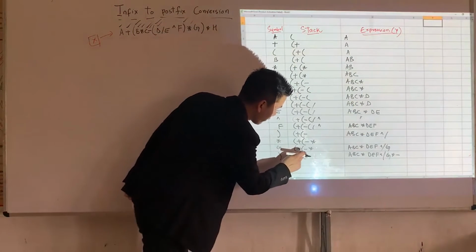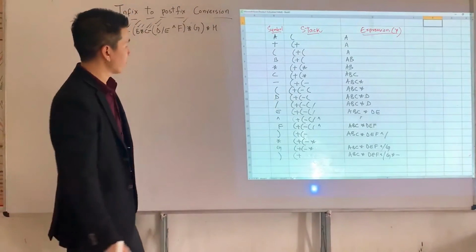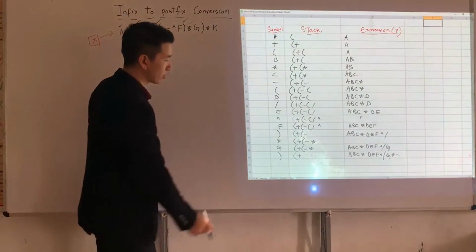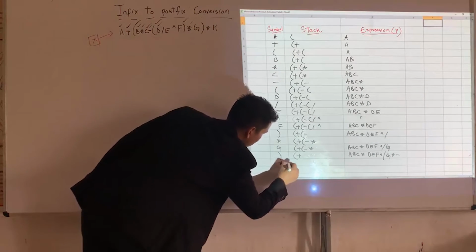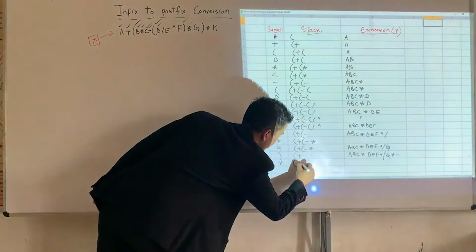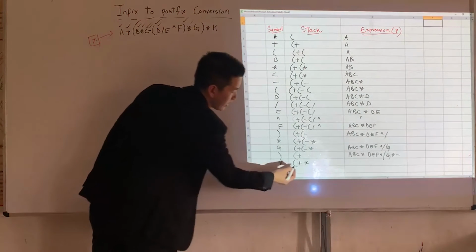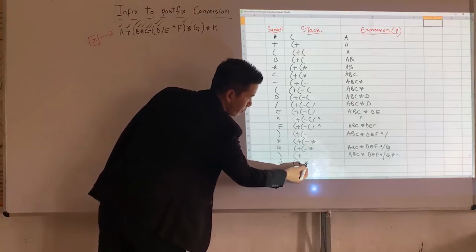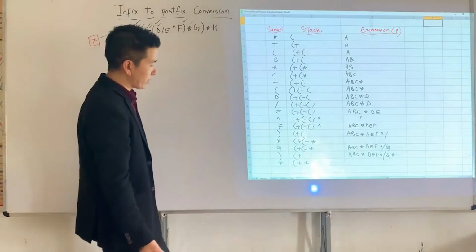And then a very important thing to be noted is you need to remove this. Okay? And then after the bracket, you have the multiplication sign. This multiplication sign will be pushed onto the stack. The reason is, this has lower precedence level than the newly scanned operator, right?